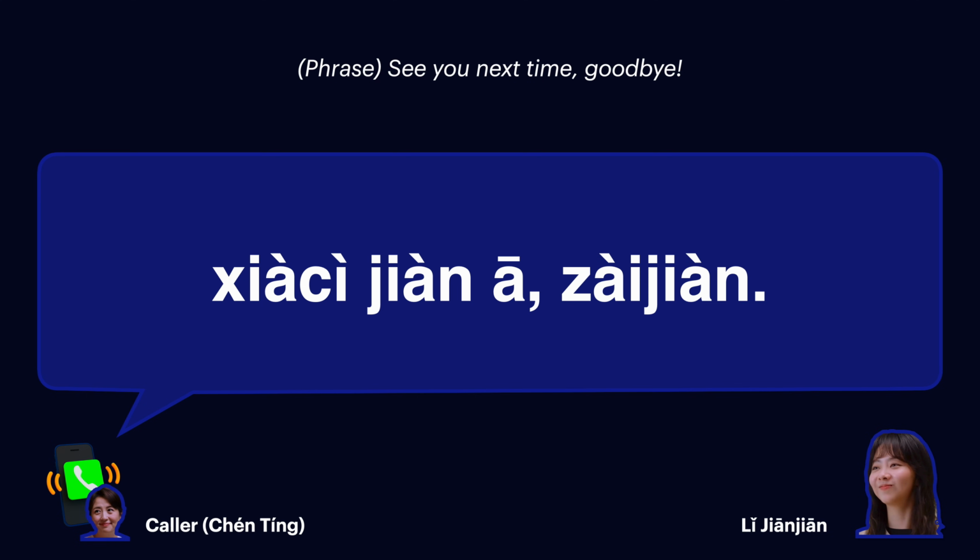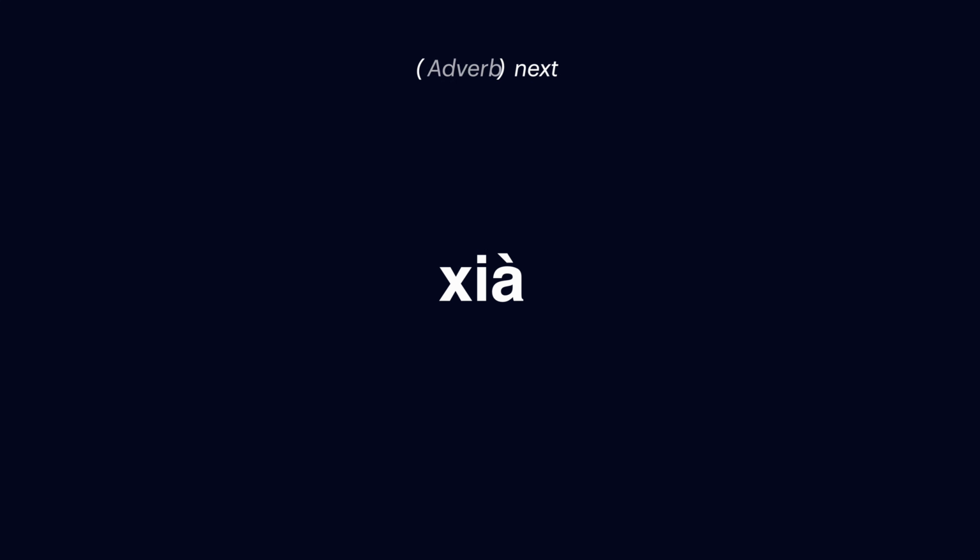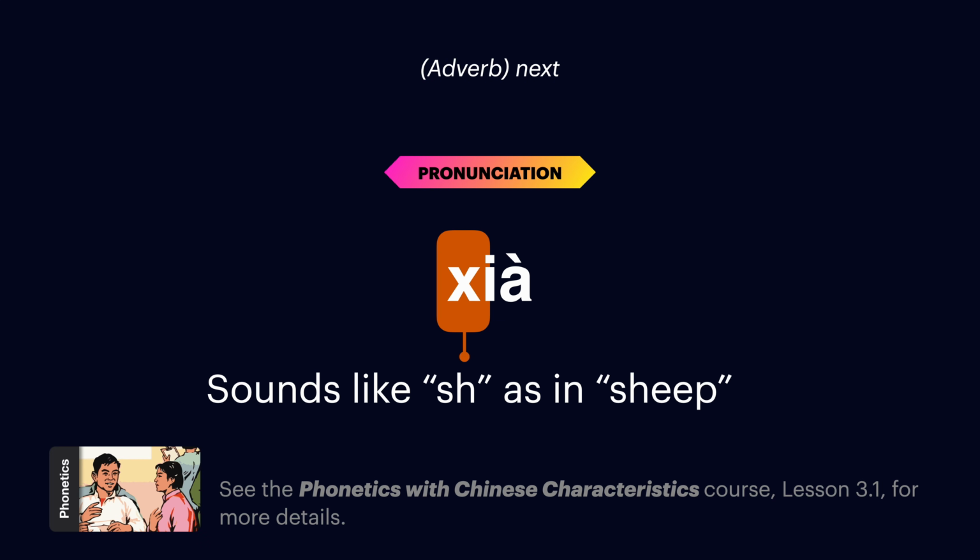Chen Ting says this, 下次见啊，再见. Which means, see you next time, goodbye. Let's break this down. 下, this literally means next. Here's another pronunciation tip. Notice that the letter X here sounds more like a sh as in sheep. It's not zia or xia. It's xia, which means next.